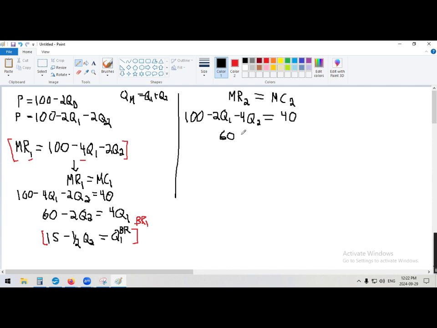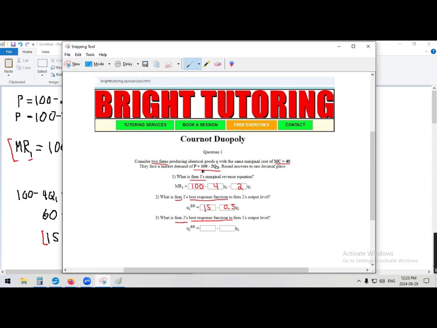So here we're going to have 60 minus 2Q1 is 4Q2. And similarly to the other one, Q2 best response is going to be equal to, divided by 4, 15 minus 1/2 of Q1. That's going to be BR2. So here we have 15 minus a half of what the other guy produces. That's their strategy, or best response function. And that's how you do that question.